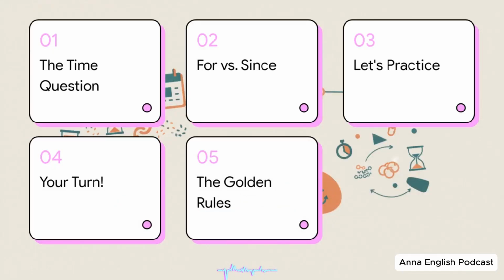First, we'll start with a question about you. Then we'll get right into the main idea of for versus since. After that, we'll practice a few together. Then it's your turn to try. And finally, we'll wrap it all up with the golden rules to make sure it all sticks. Sound good? Let's get started.